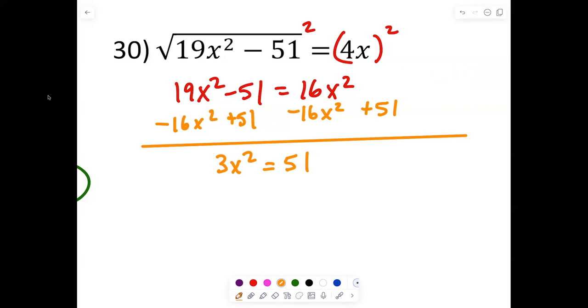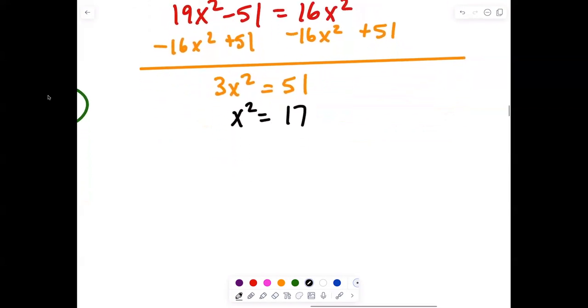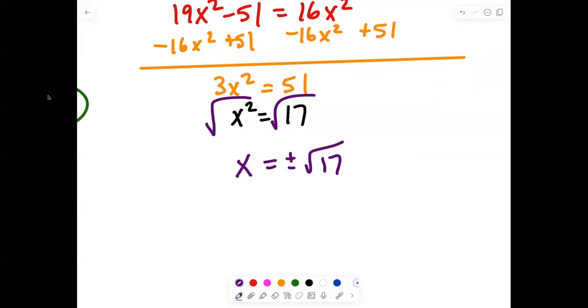Now what? What do I have to do to both sides? Divide by 3. So x squared equals what? 17. And so now what? Final step. Square root, plus or minus the square root of 17.